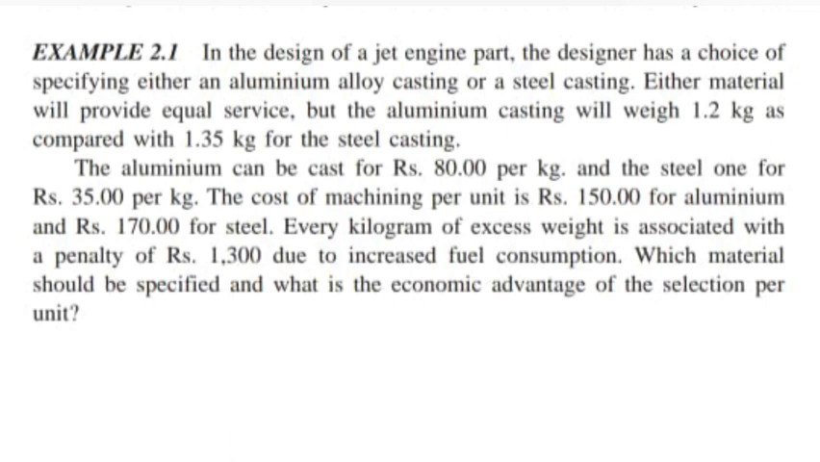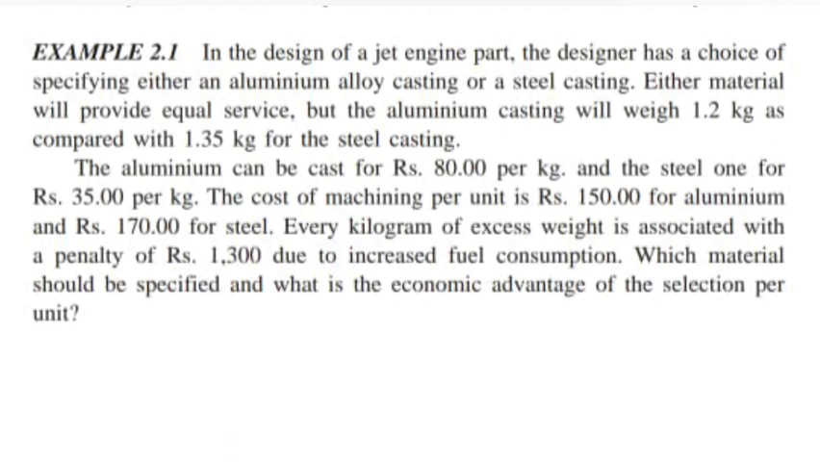The cost of machining per unit is rupees 150 for aluminum and rupees 170 for steel. Every kilogram of excess weight is associated with a penalty of rupees 1300 due to increased fuel consumption. Which material should be specified and what is the economic advantage of the selection per unit?